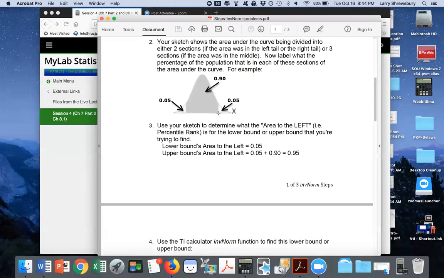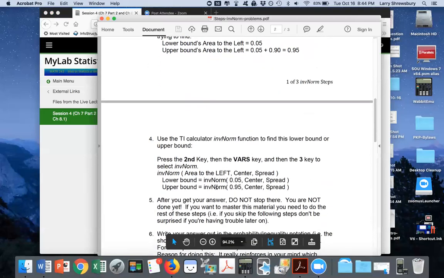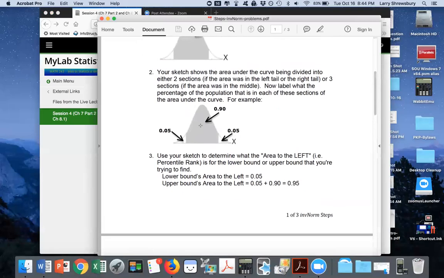How about the upper bound? Well, what's the area to the left? Well, I've got this 90% plus this 5%. Why, that's 95% to the left, 0.95. That's right. So for your upper bound, you use inverse norm, 0.95, and then whatever the center and spread is. And you've got the lower bound, upper bound that contains the middle 90%.